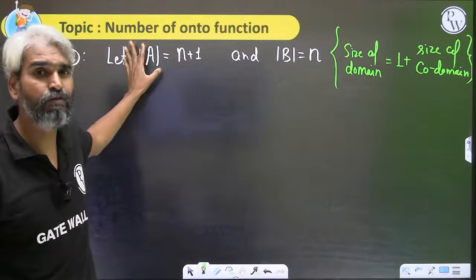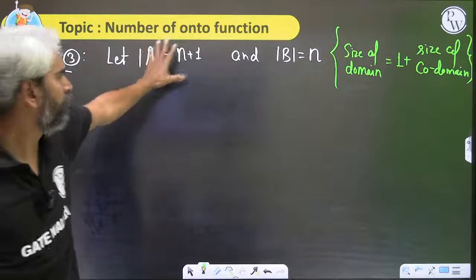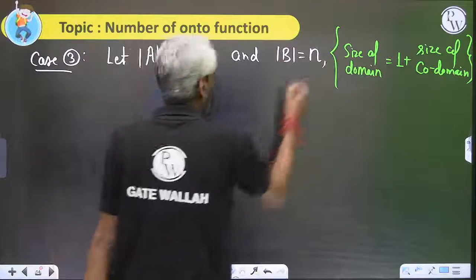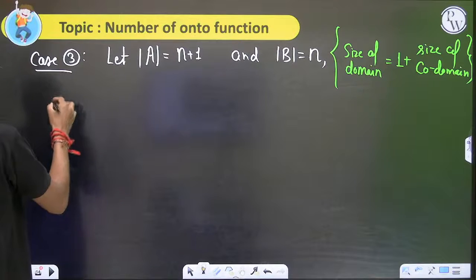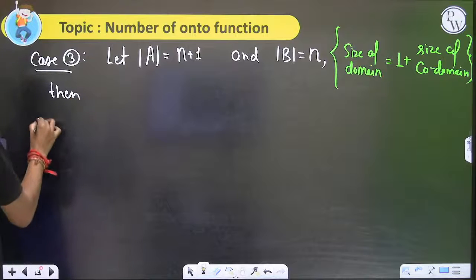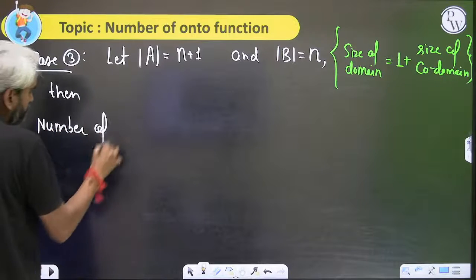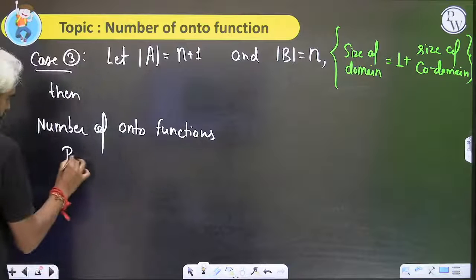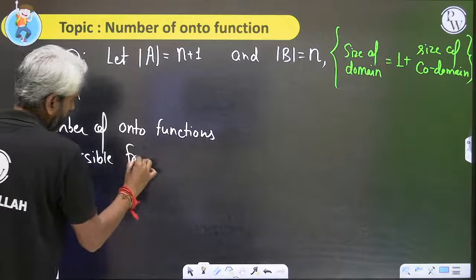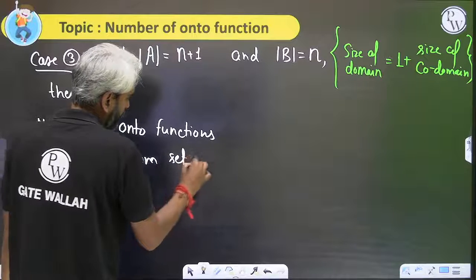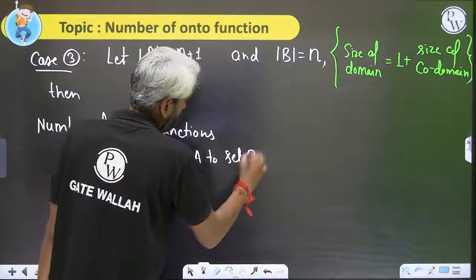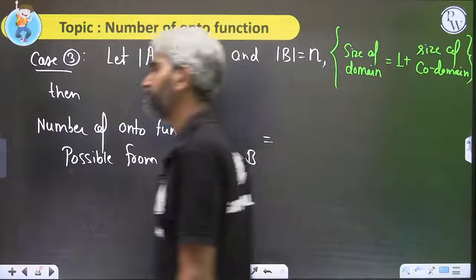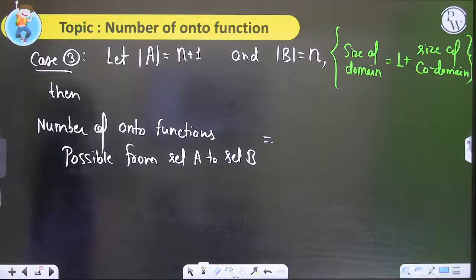Size of domain we are considering from A to B. So A has one element more than the number of elements in set B. So when the size of the domain is 1 more than the size of the codomain, if |A| equals n plus 1 and |B| equals n, then the number of onto functions possible from set A to set B will be equal to what? Any answer for this question?